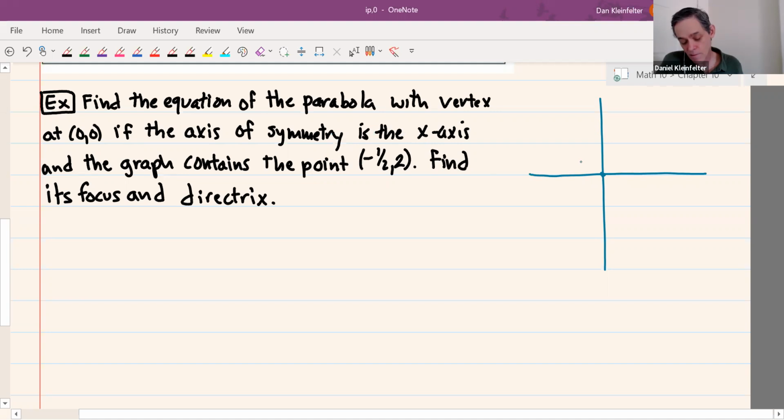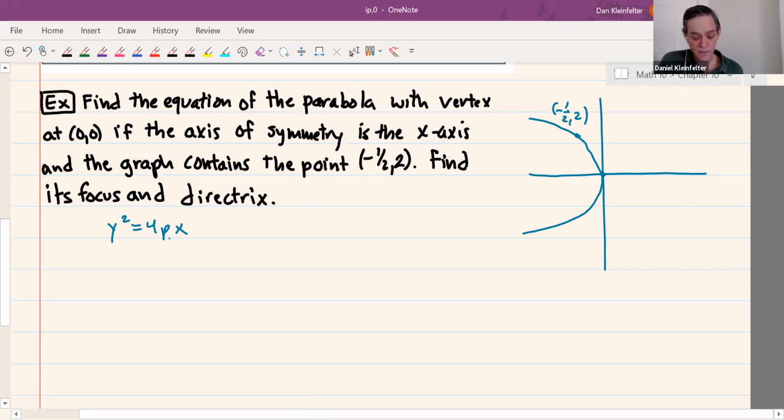If it contains the point -1/2, 2, that point is going to be on the parabola, then it has to open to the left, right? Sorry, my scale is off. It has to open to the left if it's got the point -1/2, 2 on it. So then I know that it's going to be y squared equals 4px. You have to think about where the focus is going to be. The focus is inside the parabola, so it's going to have to be a negative value for p.